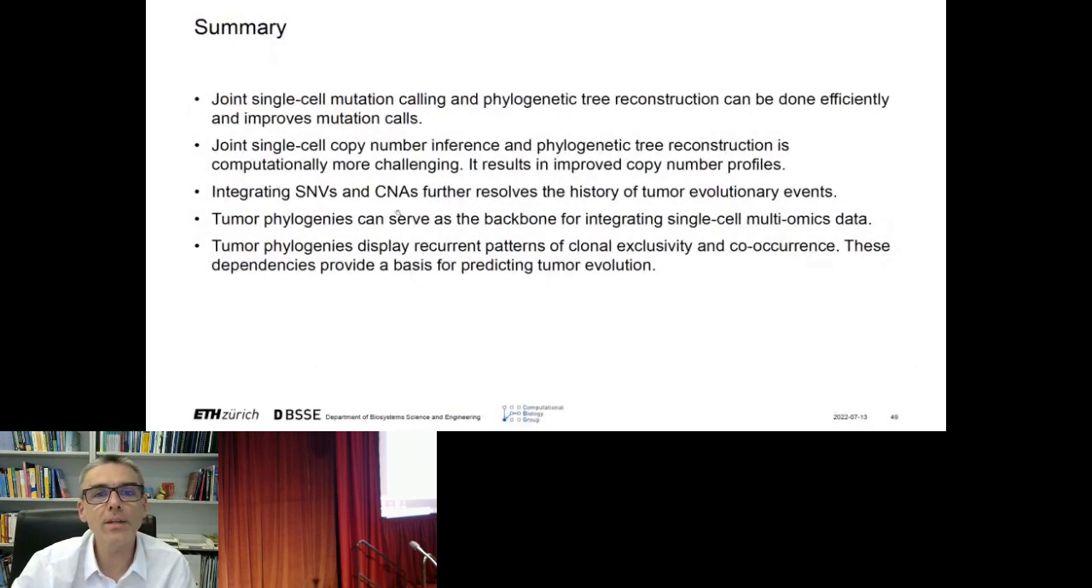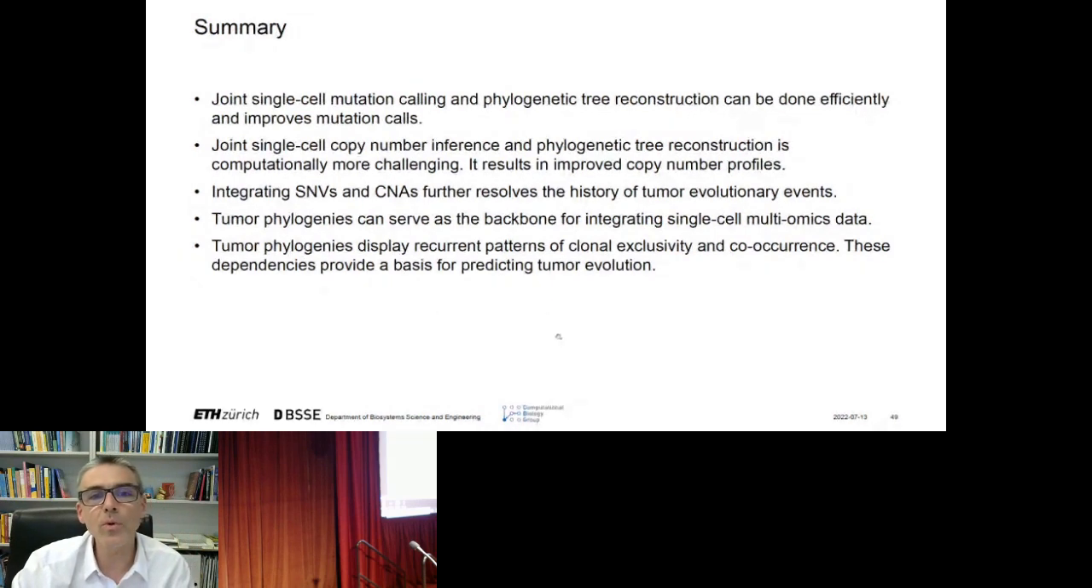We can integrate these 2 aspects, SNVs and CNAs. I showed you how to integrate other multi-omics data, more specifically only transcriptome data, but we're also working on mapping other types of single-cell data onto these trees. So we think of the tumor phylogeny as the backbone that serves, or can serve at least, for integrating multi-omics tumor data.